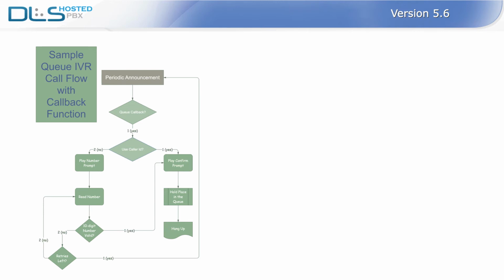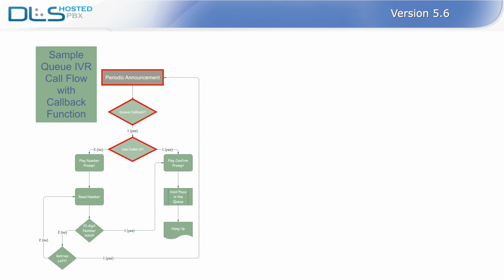1. Once in the queue, the caller will hear a message offering a callback. Queue administrators can set up a periodic announcements message on the queue settings page. 2. To request a callback, the caller must push 1. After selecting 1, the caller will be given the option of being called back on the same number they dialed or entering a new callback number.